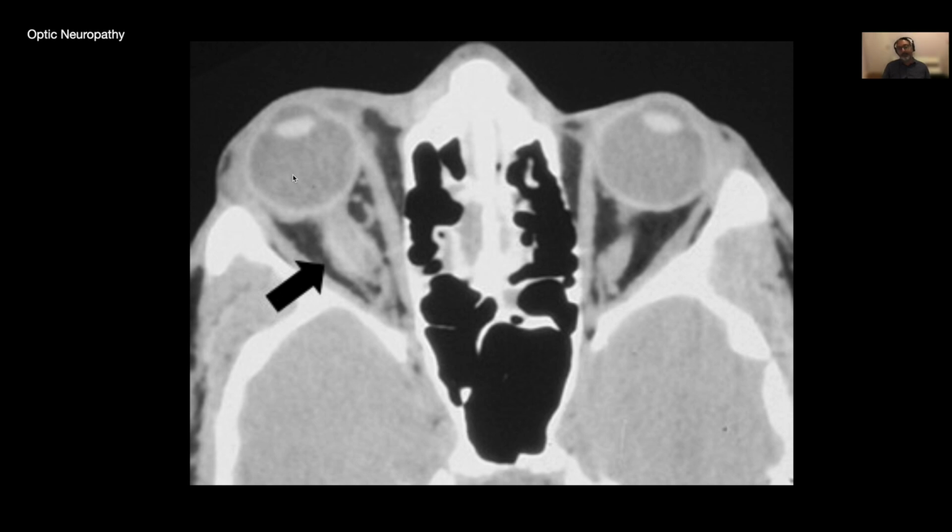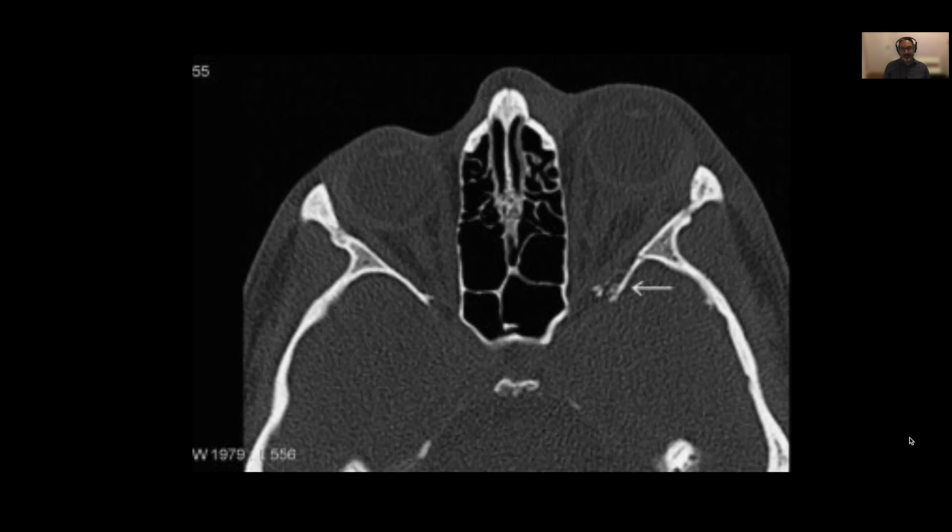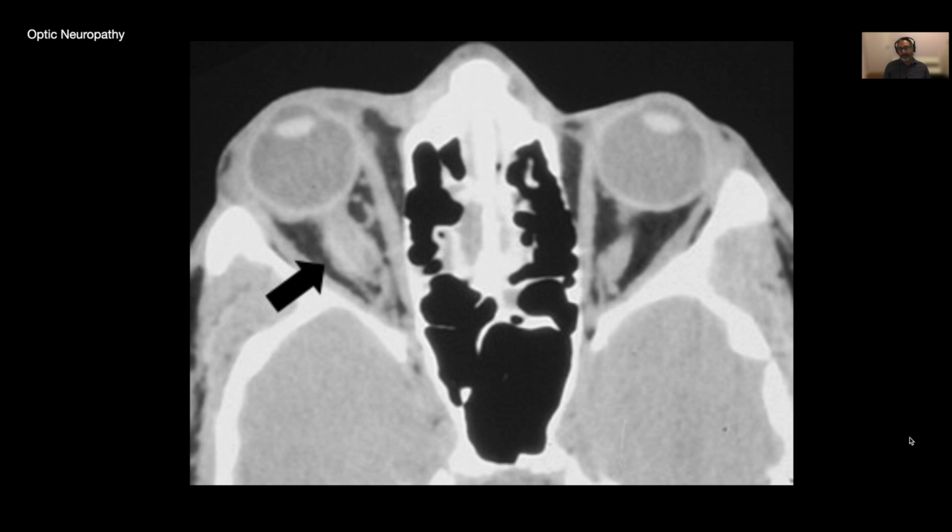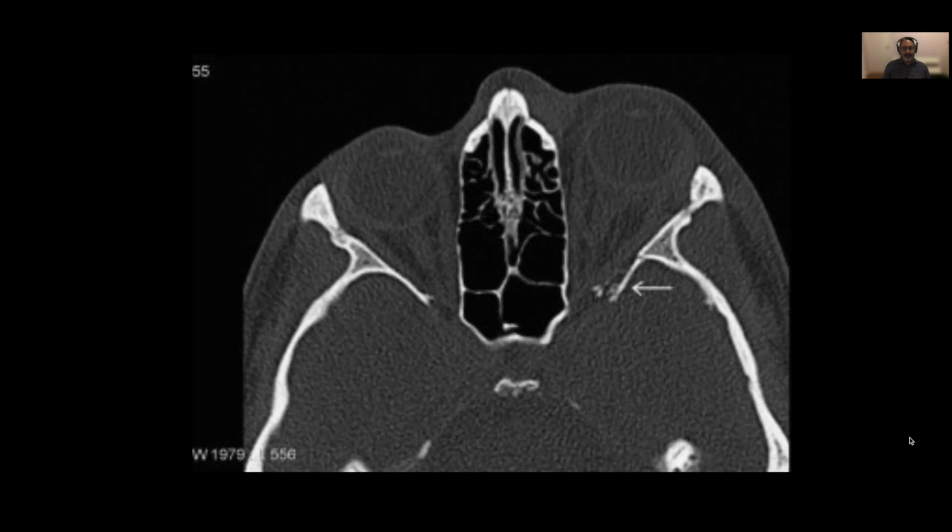It depends. If it's autoimmune, then you have to treat it as an autoimmune disease. And if it's infective, then it has to be treated as an infection. This is optic neuritis, but I don't know what reason. MS can cause optic neuritis, an autoimmune optic neuritis. Correct. All right. Well, there you go.